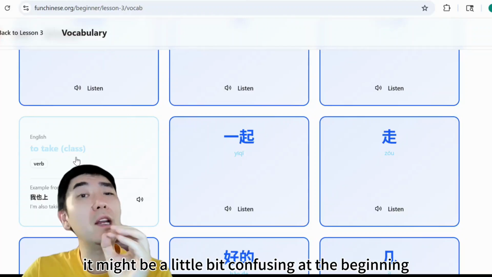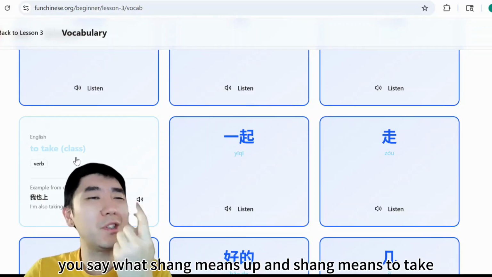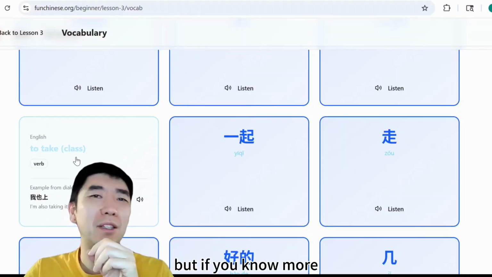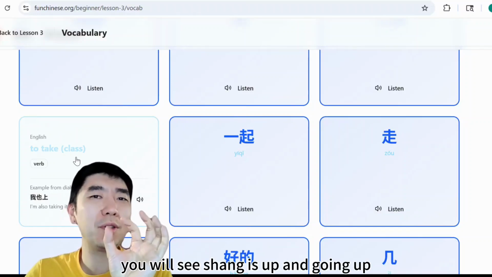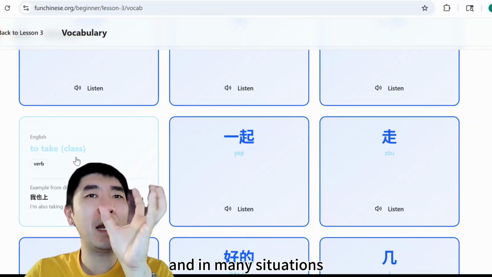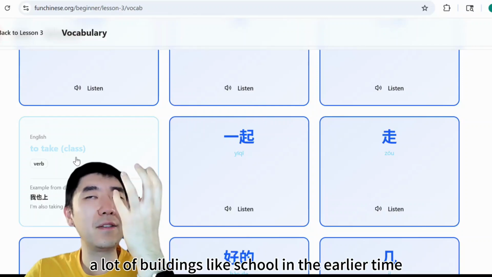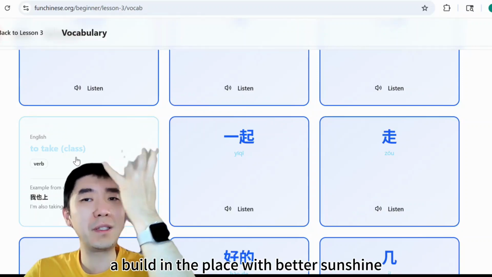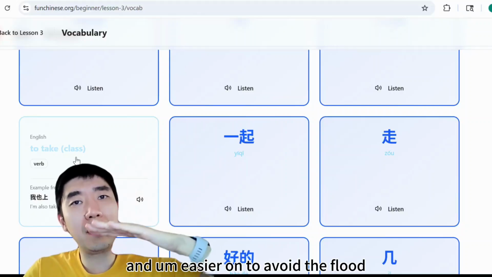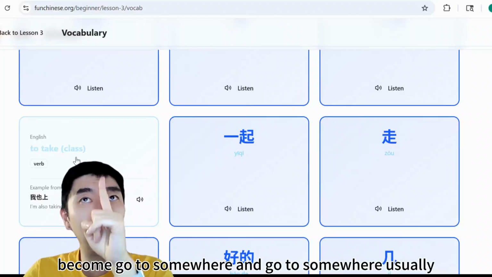It might be a little bit confusing at the beginning because you say, what? Shang means up and shang means to take. But if you know more, you will see shang is up and going up. In many situations, buildings like schools in earlier times were built in places with better sunshine and where it was easier to avoid floods. So they would build uphill. So go up becomes go to somewhere.